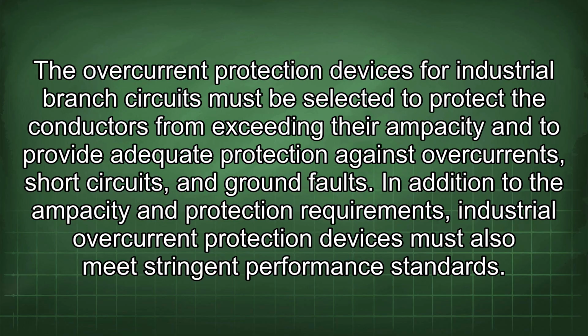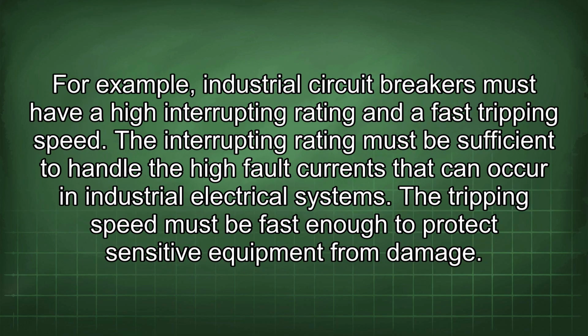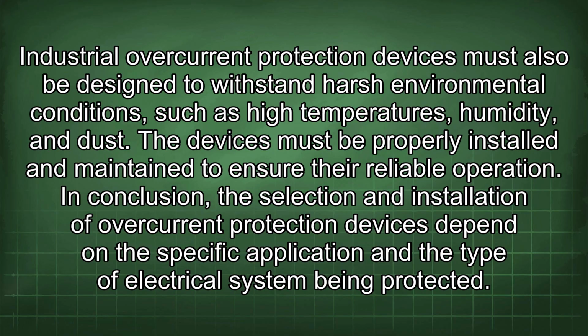In addition to the ampacity and protection requirements, industrial overcurrent protection devices must also meet stringent performance standards. For example, industrial circuit breakers must have a high interrupting rating and a fast tripping speed. The interrupting rating must be sufficient to handle the high fault currents that can occur in industrial electrical systems. The tripping speed must be fast enough to protect sensitive equipment from damage. Industrial overcurrent protection devices must also be designed to withstand harsh environmental conditions such as high temperatures, humidity, and dust. The devices must be properly installed and maintained to ensure their reliable operation.